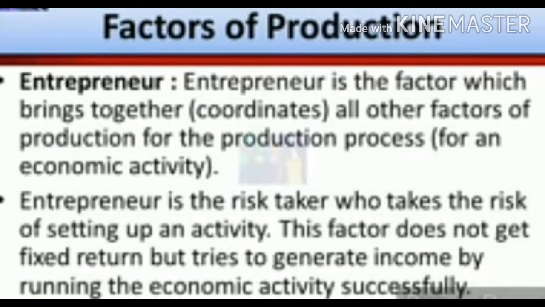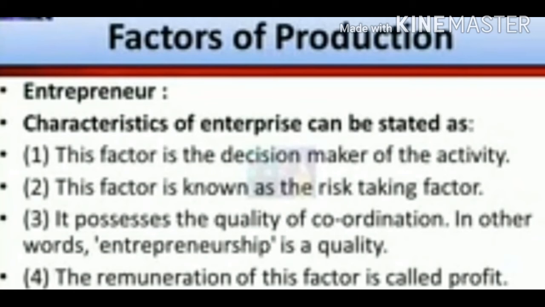Entrepreneur is the factor which brings together all other factors of production, that is land, labor, and capital, for the production process. An entrepreneur is a risk taker who takes the risk of setting up an activity. The factor does not get fixed returns but tries to generate income by running the economic activity successfully. Characteristics of enterprise can be stated as: this factor is the decision maker of the activity. This factor is known as a risk-taking factor. It possesses the quality of coordination. In other words, entrepreneurship is a quality. The remuneration of this factor is called profit.